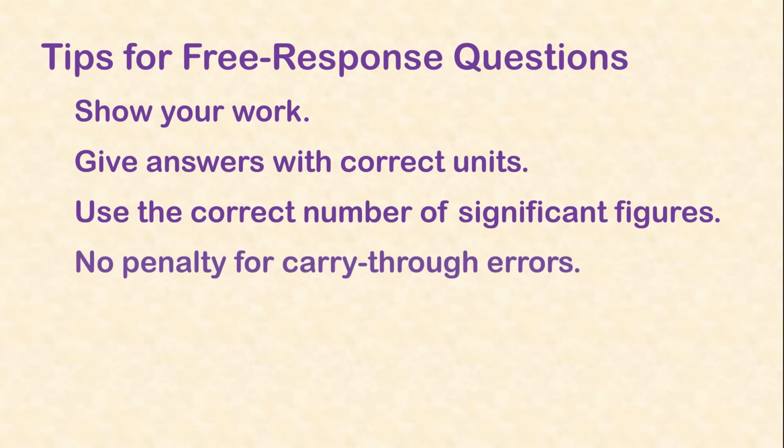Remember that on the AP exam, you are not penalized for carry-through errors. That means that if you calculate part A incorrectly and you use your answer from part A to calculate parts B and C, you still get full credit for those later answers as long as everything else is right. So if you aren't sure about an early part of the question, that's okay. Don't give up. You can still do great on the question.